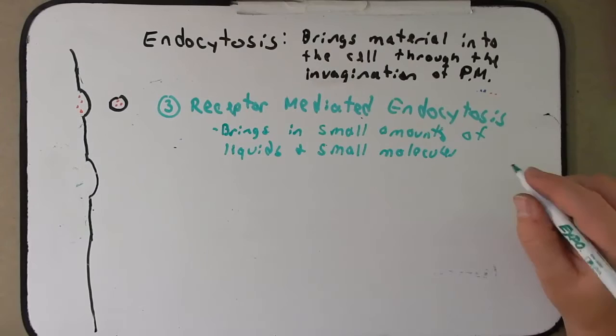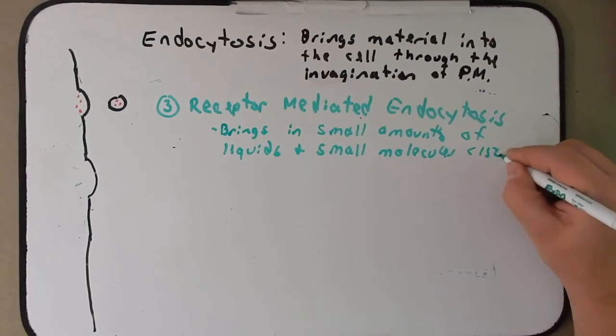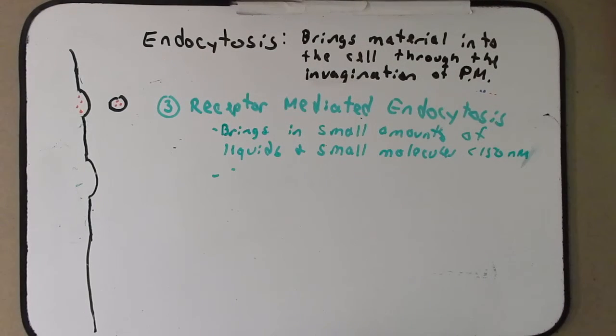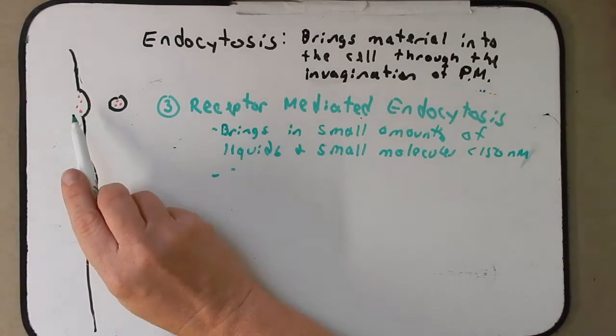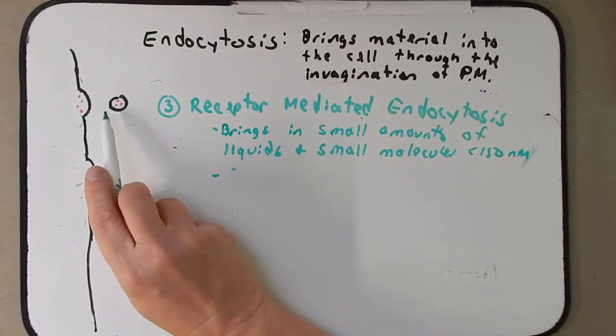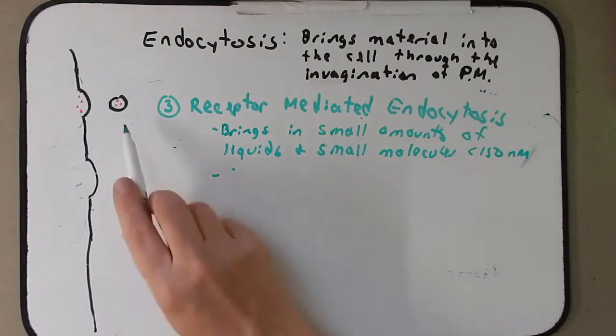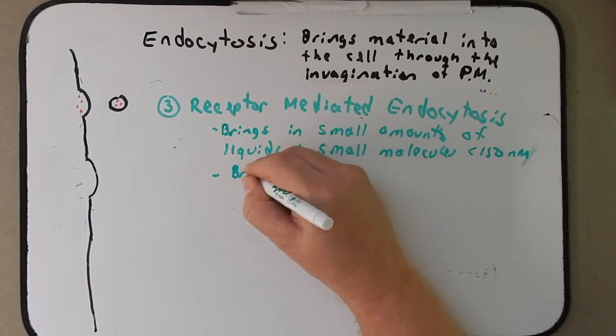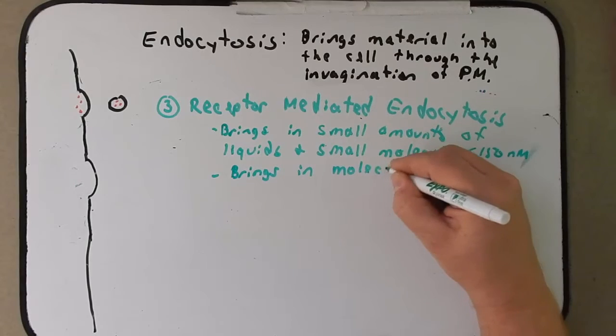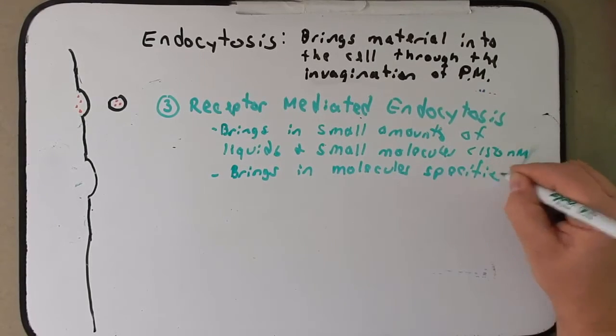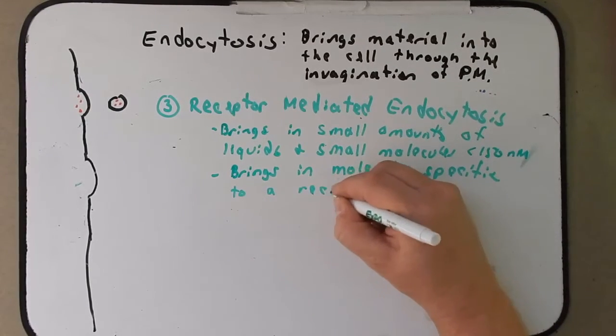About the same size limits as well, less than 150 nanometers. But what makes it different than pinocytosis is that pinocytosis happens to bring in any molecule, as shown here, that happens just to get trapped as the vesicle forms. This brings in molecules specific to a receptor it binds to.